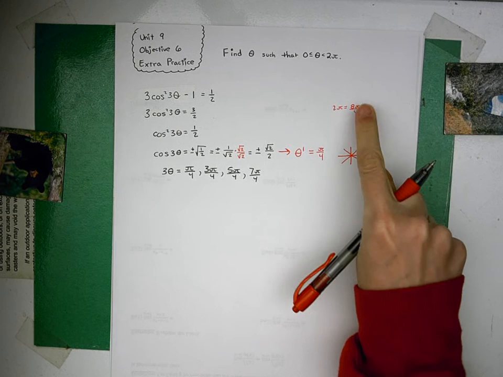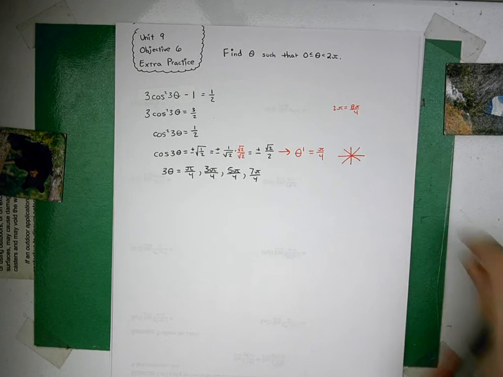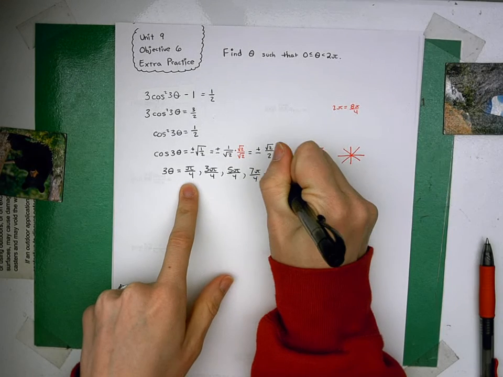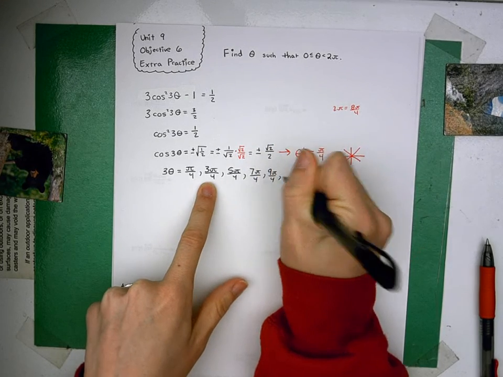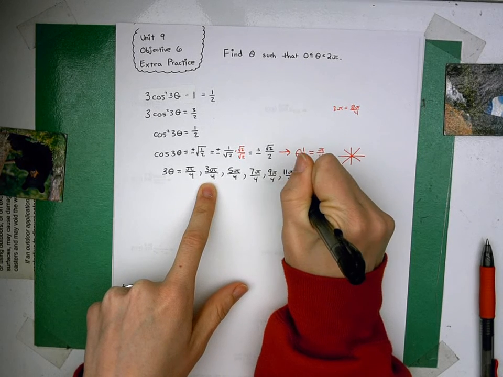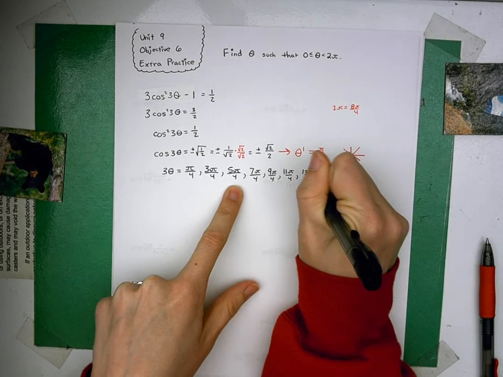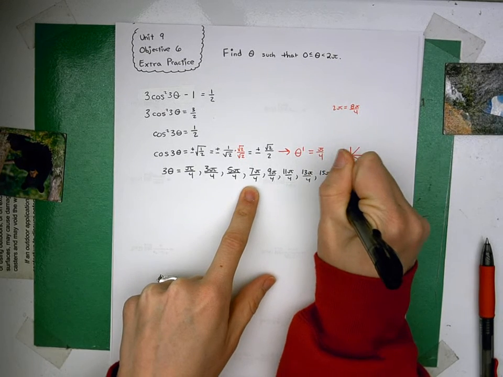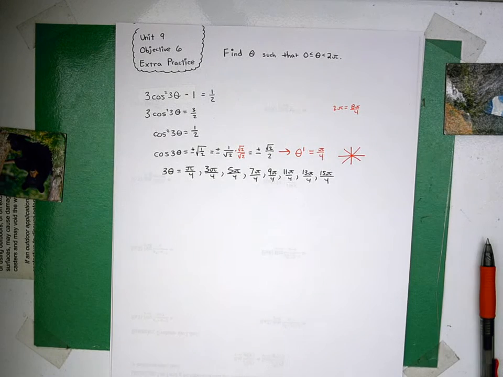So that's actually what I'm going to be adding here, 8 pi over 4. Adding to pi over 4 would be 9 pi over 4. 3 pi over 4 would be 11 pi over 4. 5 pi over 4 would be 13 pi over 4. And 15 pi over 4. And so that's one more rotation through our circle.